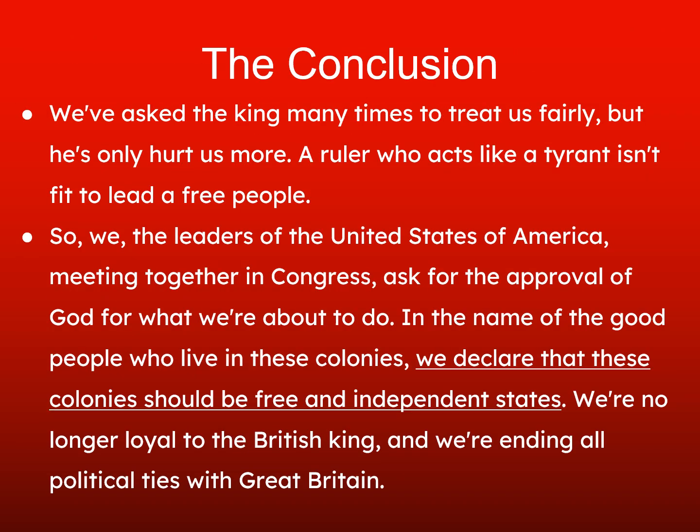Then we have the conclusion, or what they call the declaration. And in simplest terms, it just tells King George we're no longer part of Great Britain. We are a free and independent country. They say a ruler who acts like a tyrant isn't fit to lead a free people. And this last bullet here I like to read because it's a very profound statement. So we, the leaders of the United States of America, meeting together in Congress, ask for the approval of God for what we're about to do. They didn't need permission from anybody else. They just felt they had permission from God to break away from Great Britain.